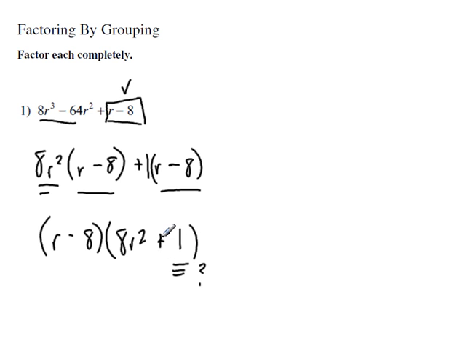It's easier to see a couple of other examples before you move into this 1 as a placeholder. Just be careful here. A lot of people leave that out and just have r minus 8 times 8r squared, which will not get you your previous step. When I distribute all of this out, I eventually should get this.